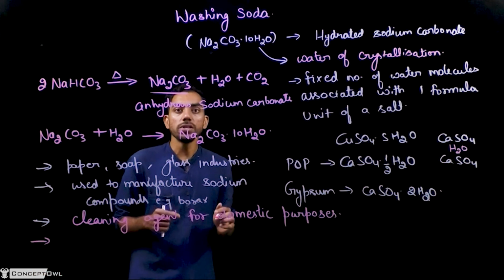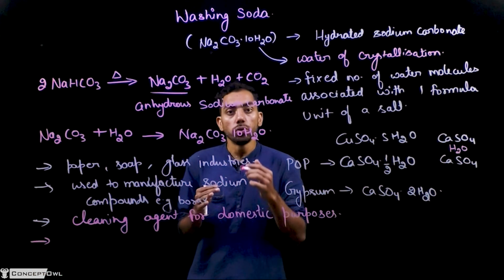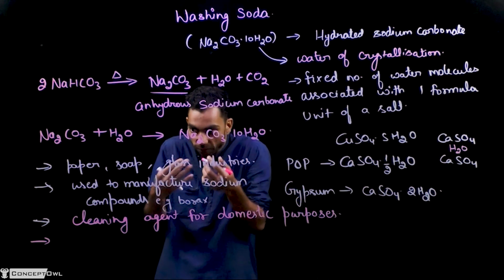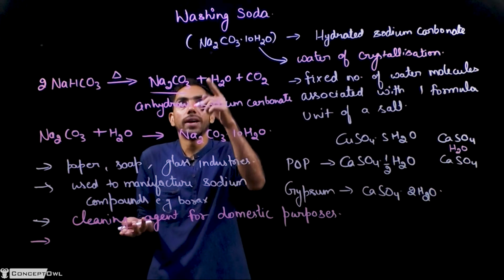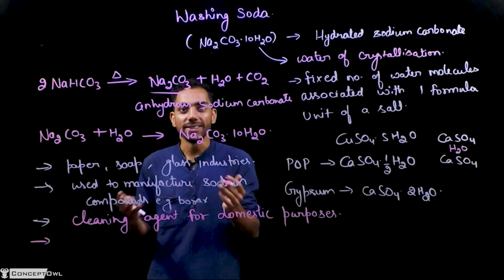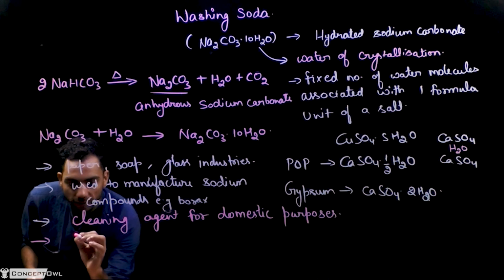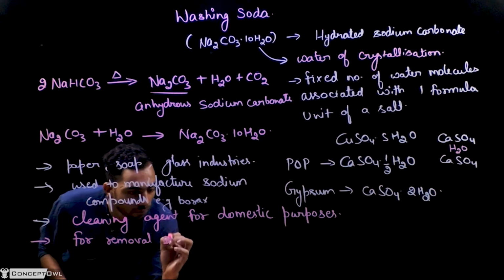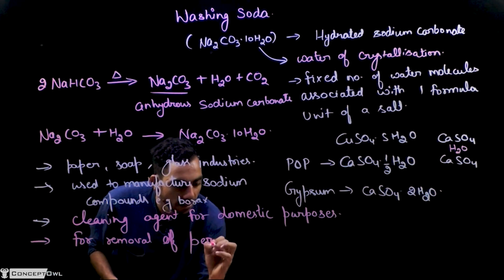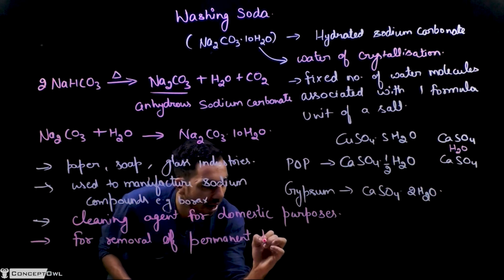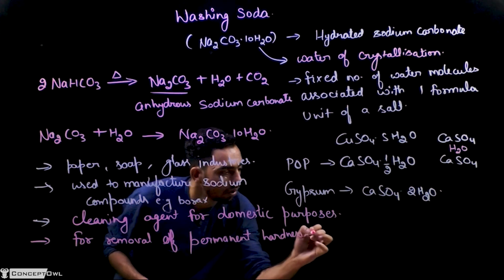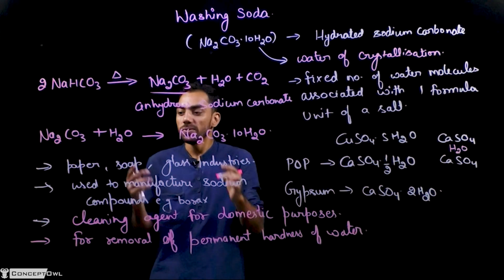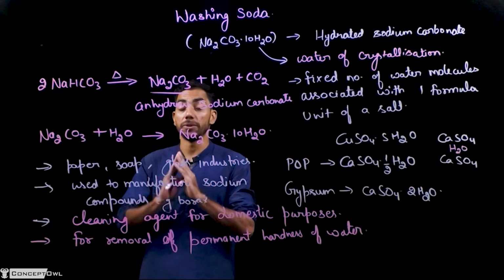And this washing soda can be used to remove the permanent hardness of water. So if you find hard water, with the help of washing soda you can make it soft. So these are some uses of washing soda. Now our chapter is over.